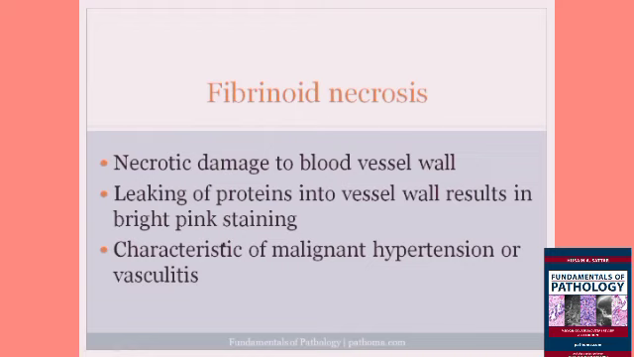Fibrinoid necrosis. This is another type of necrosis. It refers to necrotic damage of the blood vessel wall. This damage results in leaking of proteins from the blood vessel into the wall, which then results in a bright pink staining on histology. So let me show you a picture.